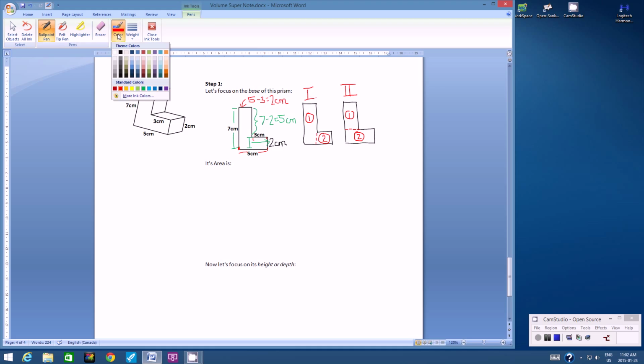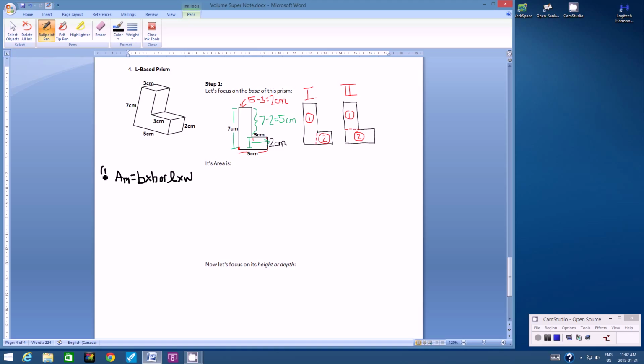Let's begin our solution here. We have area of rectangle 1 equals base times height, or length times width.